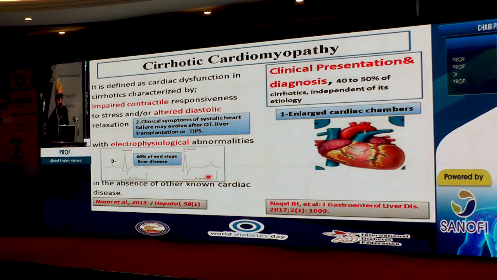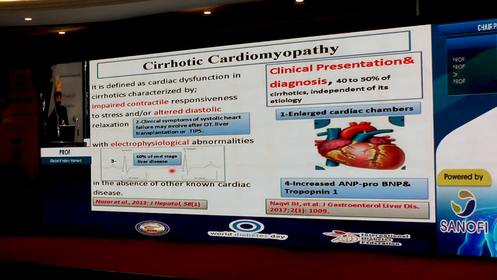هير از السيروتيك اي سي جي تحصل في 60% في الاند ستيج ليفر ديزيز واحنا عارفين ان الحاله دي ممكن تعمل سادن ديس. نمره 4 في تشخيصه في بايوماركرز للهارت الانكريز اتريال ناتريوريتيك بيبتايد وتروبونين 1.